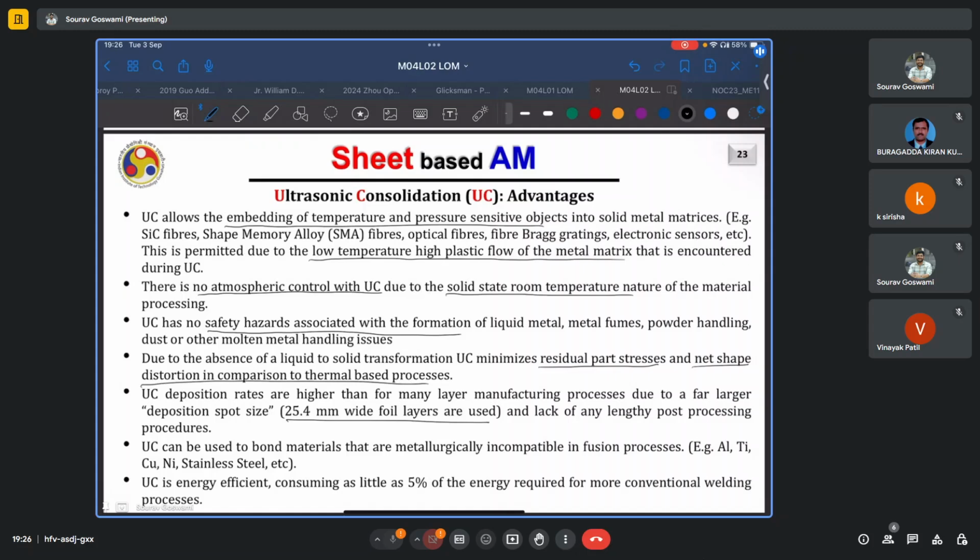UC can be used to bond materials which are metallurgically incompatible, or which, when mixed together in the liquid state, may lead to the formation of undesirable intermetallics, such as aluminum, titanium, copper, nickel, which have very good solubility, stainless steel, and so on. UC is a highly energy efficient process, consuming only as much as 5% of the energy required for even conventional welding.